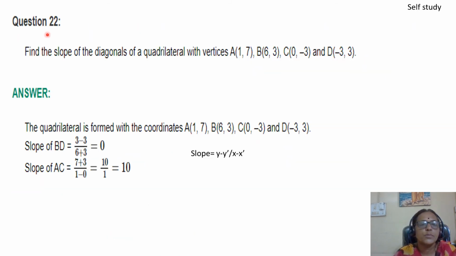Last question from your problem set, that is question number 22. Find the slope of the diagonals of the quadrilateral with vertices A, B, C, D. It is given. So slope of diagonal BD is the ratio of difference in y coordinate to difference in x coordinate. So it is 0. Slope of AC, again, ratio of difference in y coordinates to difference in x coordinate. So it is 10.